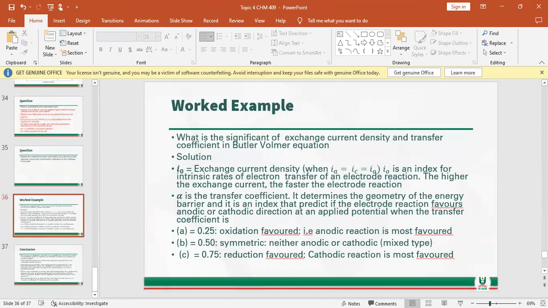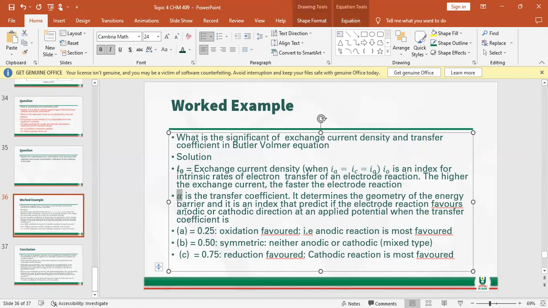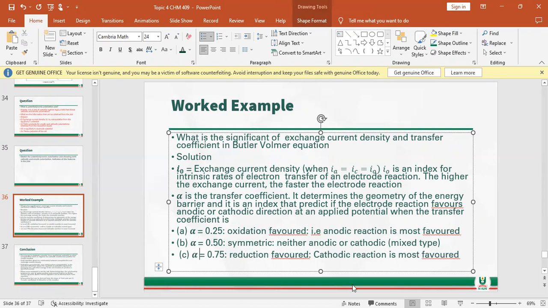Work example: what is the significance of exchange current density and transfer coefficient in the Butler-Volmer equation? What is the significance there? You need to know that. You can test yourself with I0, and test yourself with alpha. When alpha is equal to 0.25, we say oxidation prevails. When it's equal to 0.5, there's symmetry, neither anodic nor cathodic. That's a mixed type reaction. When alpha is equal to 0.75, reduction is favored. That's cathodic reaction is most favorable.